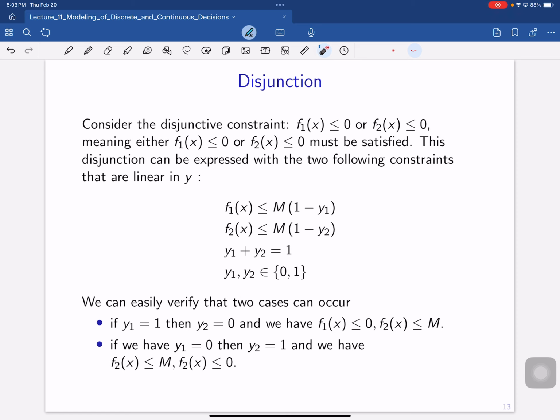Yes? For each of those M's, they should be specific, so one of those should be specific to f1. Yeah, that's an excellent point. I'm being lazy in using a single notation, but they should be specific to f1 and f2.